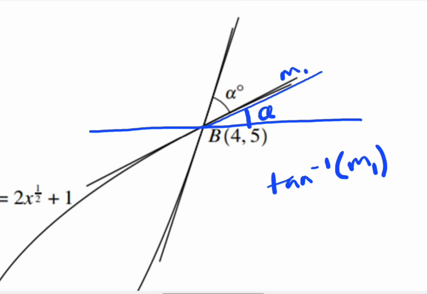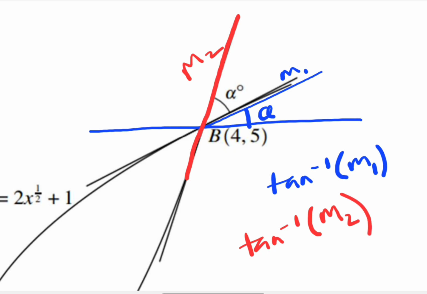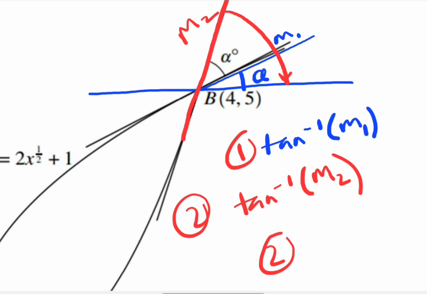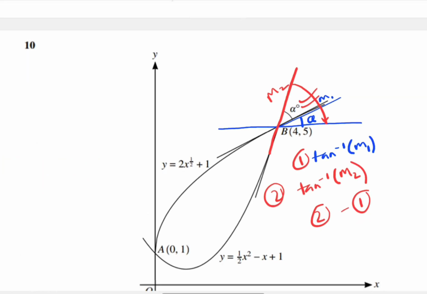Then after that, we do the same with this one right here. So if we find the gradient, which we can call m2, then we say tan inverse of m2, right? We get this angle between that slanting line and the horizontal line. So after that, we just say this minus that, so it's angle 2 minus angle 1, then we get this angle right here, right? That's how we're going to work this out.